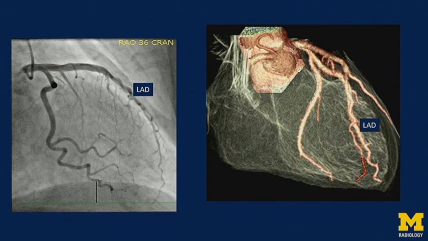The circumflex artery comes to lie in the center of the image. It's actually coursing along the posterior aspect, but I used a transparent view so you could see how it projects on an angiographic view.